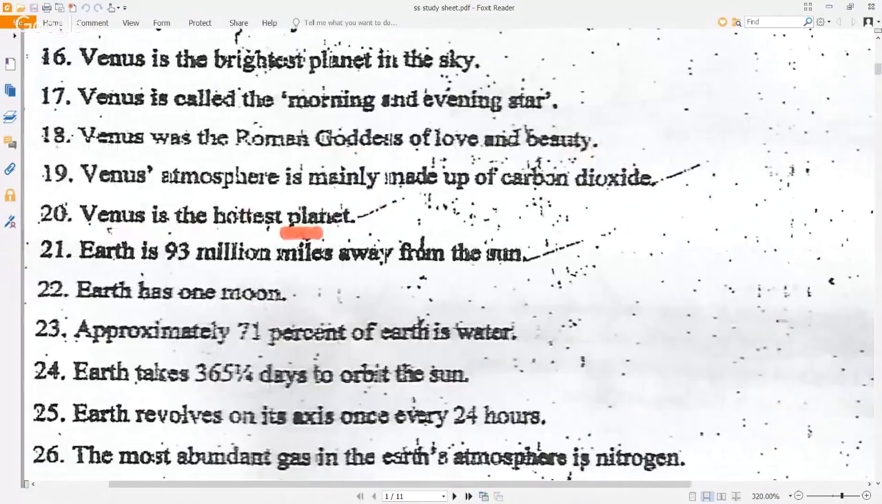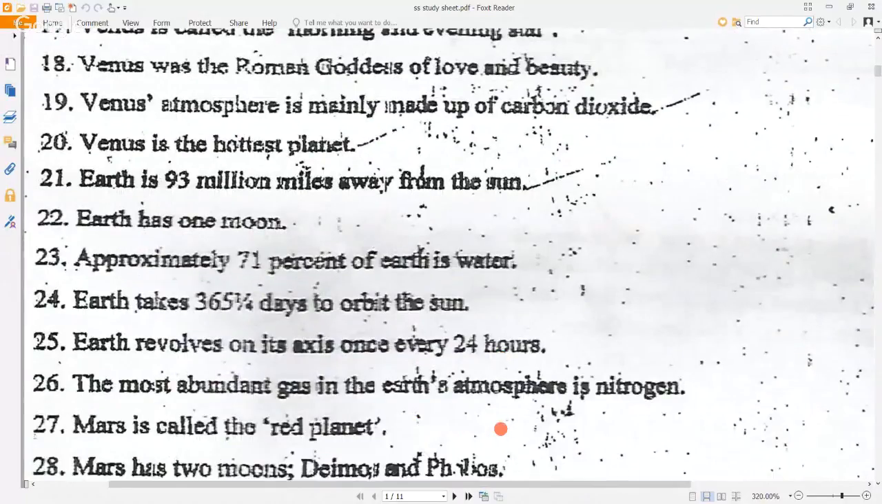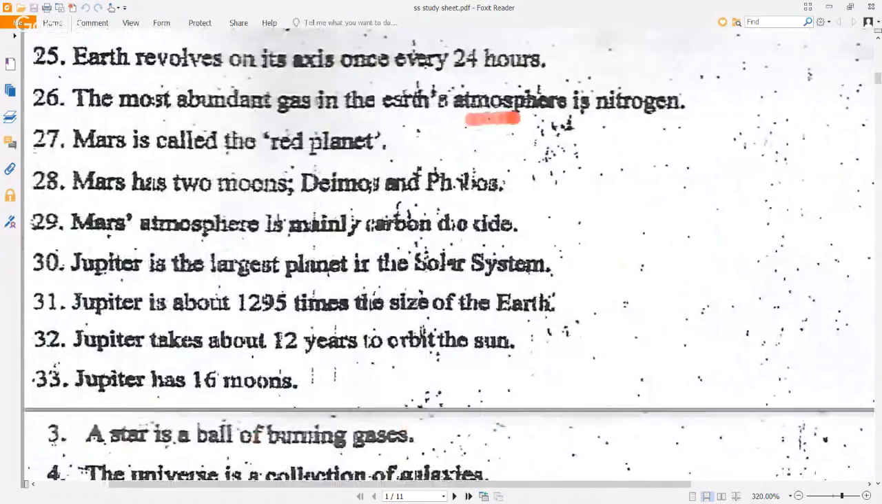Earth is 93 million miles away from the sun. Earth has one moon. Approximately 71% of Earth is water. Earth takes 365 and a quarter days to orbit the sun. The Earth revolves on its axis once every 24 hours. The most abundant gas in the Earth's atmosphere is nitrogen.